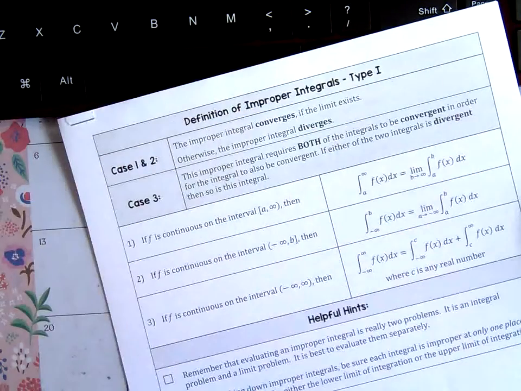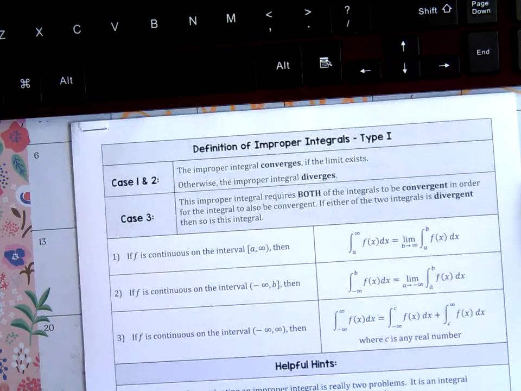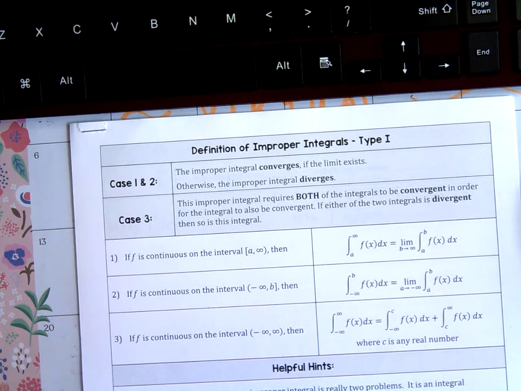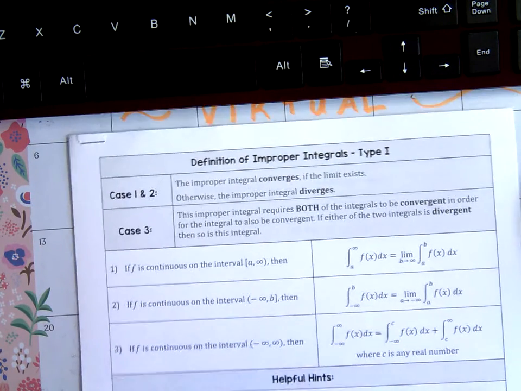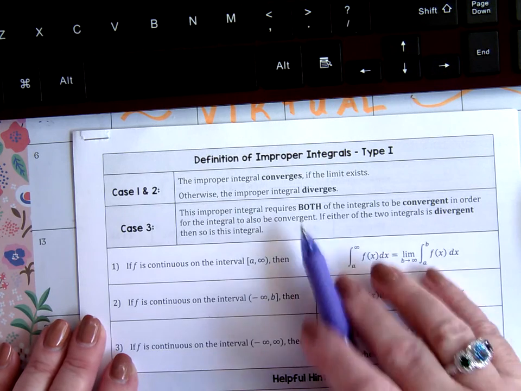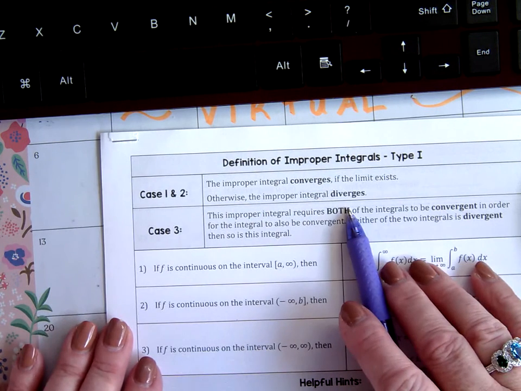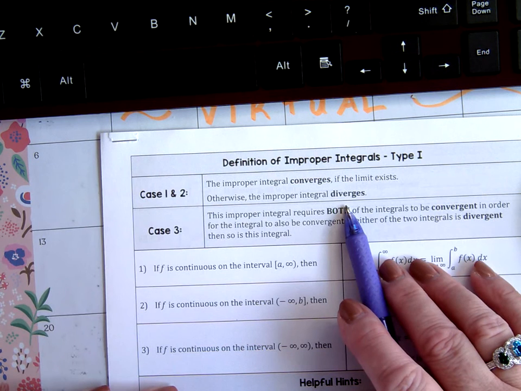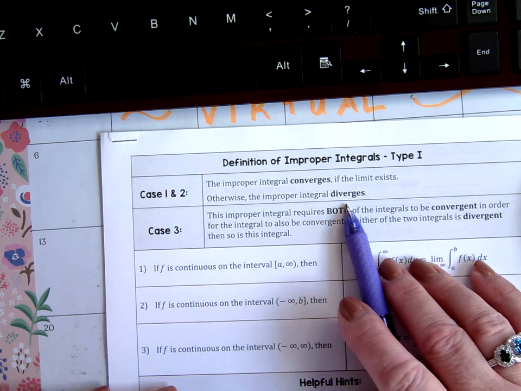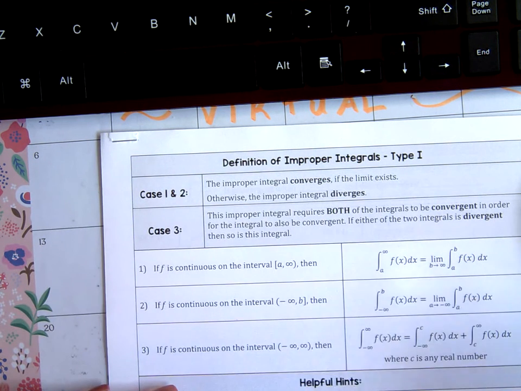And I'll see if I can decipher it into English for you. All right, so case 1 and 2. The improper integral, they're using these words converge and diverge. They come up a lot when we get into studying sequences and series. Does something converge or does it diverge?